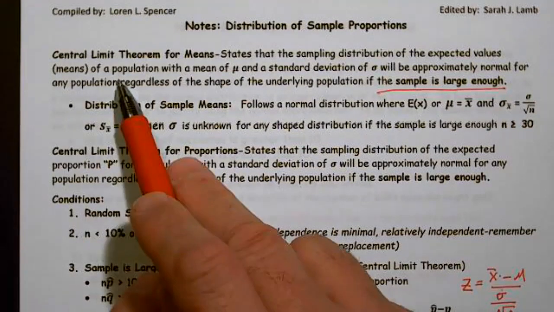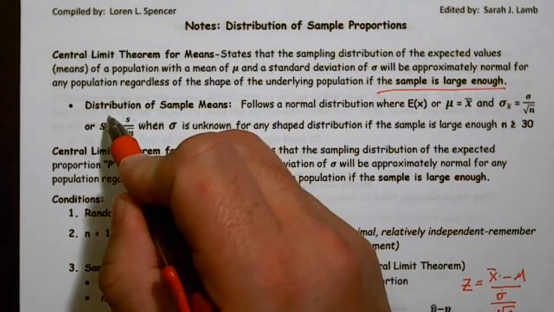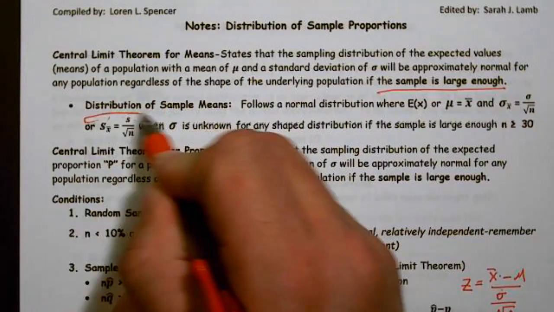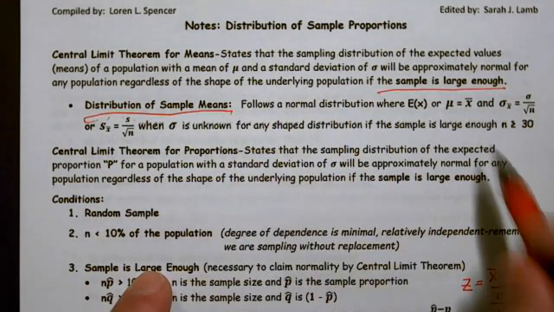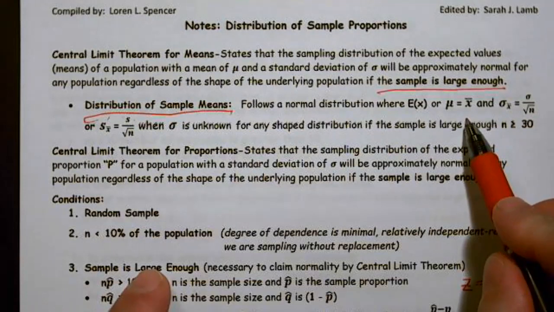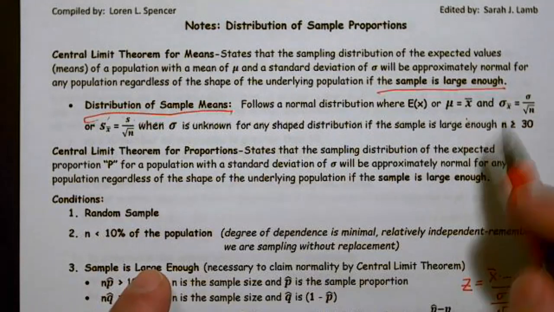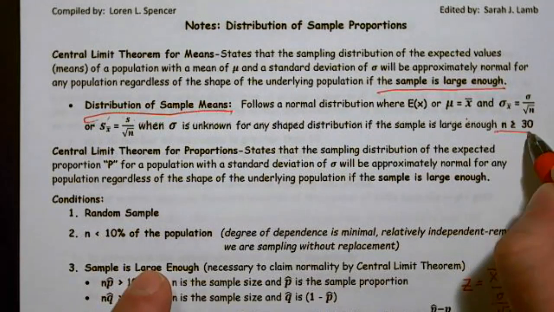So remember, with central limit theorem, we're not working with the individual values, we're working with the distribution of the sample means. And we say the distribution of the x bars is approximately normal if n is big enough, which is greater than or equal to 30.